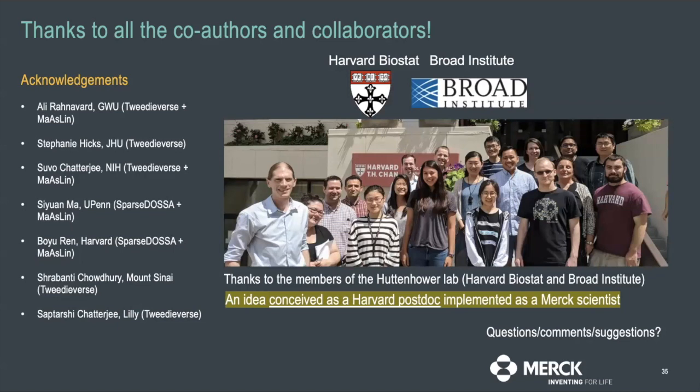The reason I wanted to mention the Huttenhower Lab, which is my postdoc lab, is because this idea was conceived when I was a Harvard postdoc working on another project, Maslin 2, and I saw that my best-performing method had low power. That was the main motivation behind developing something more elegant. Finding the Tweedie distribution was the starting point that happened during the Harvard postdoctoral fellowship. I didn't have time then to implement it, but as a staff scientist, I was able to do it.